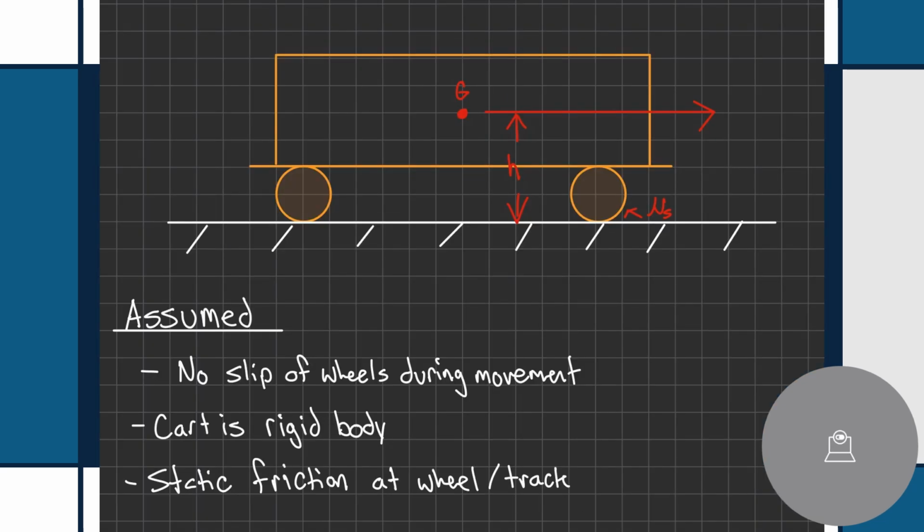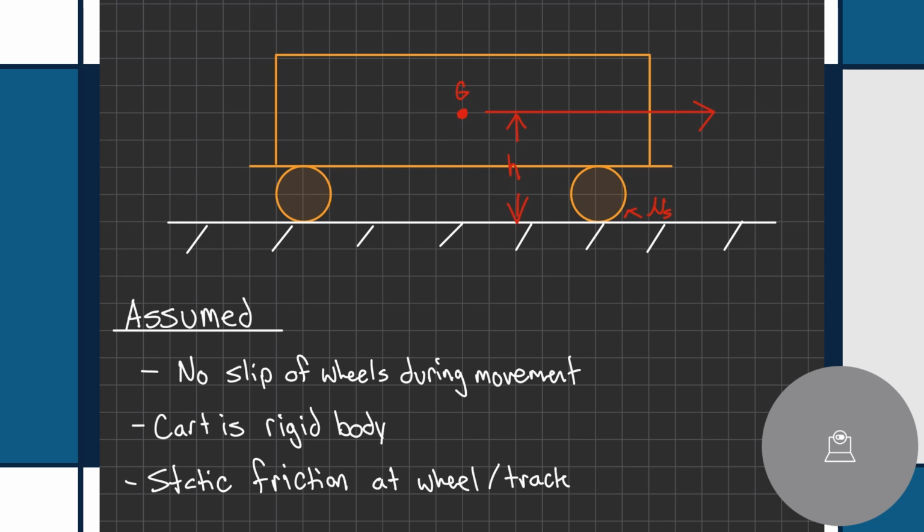Now, with this problem, we assume that with the wheels on the track, there is no slippage during the movement. Additionally, the cart is a rigid body, despite having a couple of different factors, including removable parts on the cart itself and the boxes that go on top. We're just going to consider it all as one rigid body. We also have some static friction at the wheels and track. Although there is very little friction on those surfaces, there is some to be accounted for in this problem.